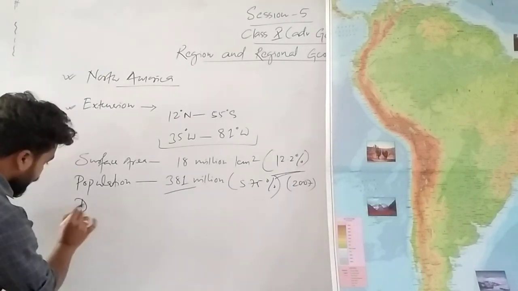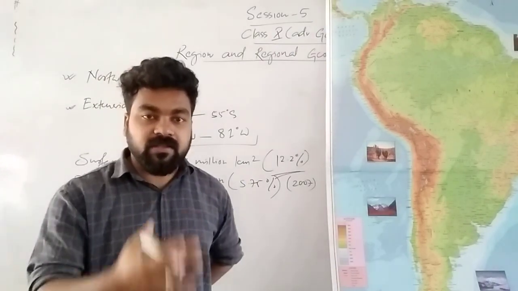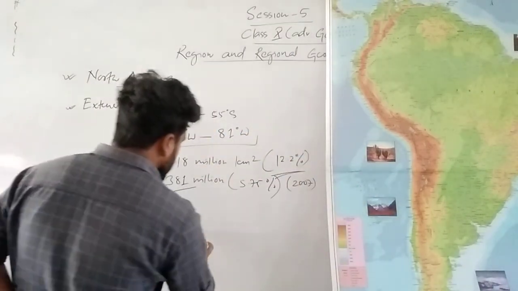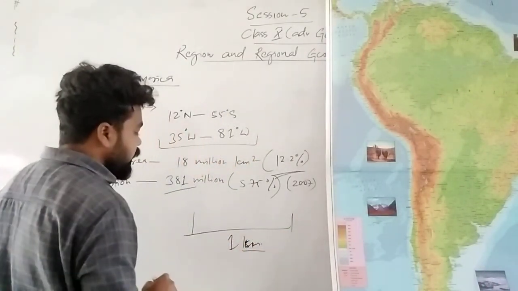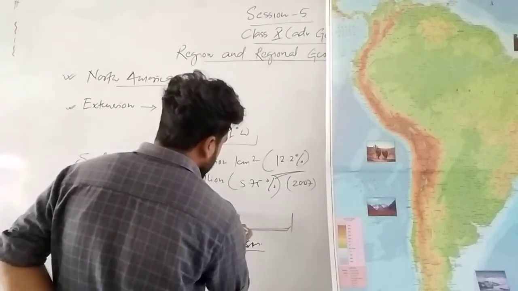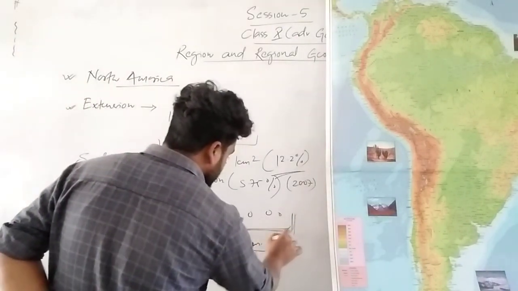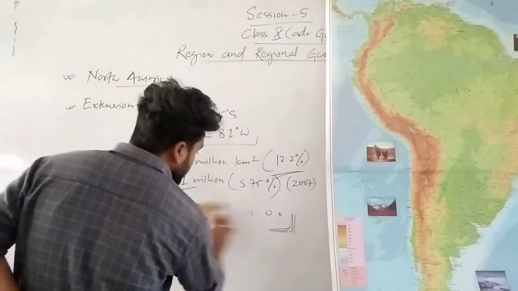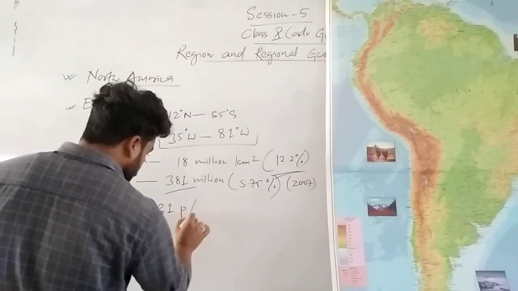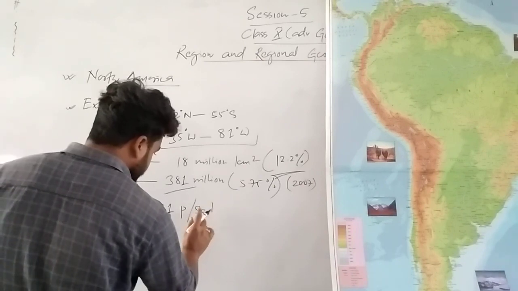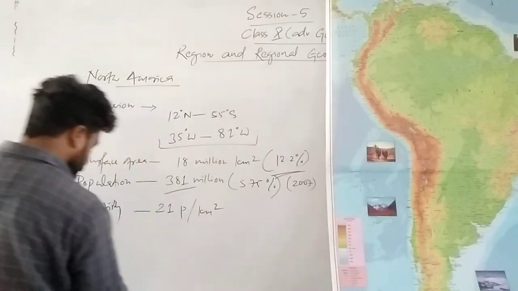Now when we are discussing population, along with this we have to discuss density. What is the meaning of density? Density means population per square kilometer. That means within 1 square kilometer how much population is there. That is called population density. So density is generally 21 persons per square kilometer, or we can write it like this: per kilometer square.